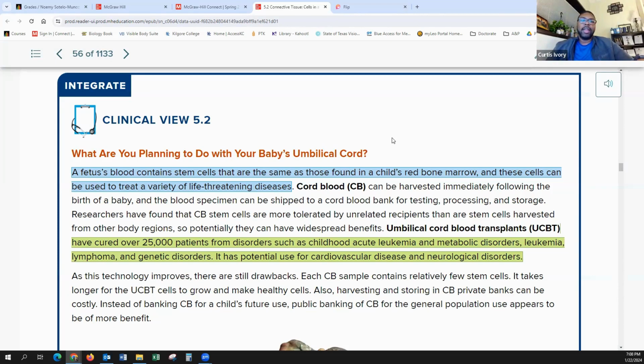So once a stem cell becomes a blood cell, it's always a blood cell. It never can go back to a stem cell. So that's one reason why people try to save the umbilical cord or the placenta, because they want to be able to hold or freeze the umbilical cord with the stem cells in it.